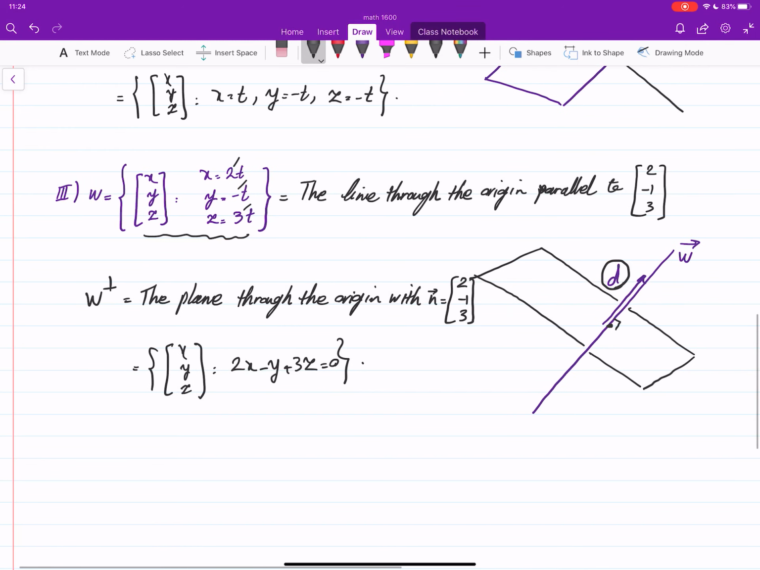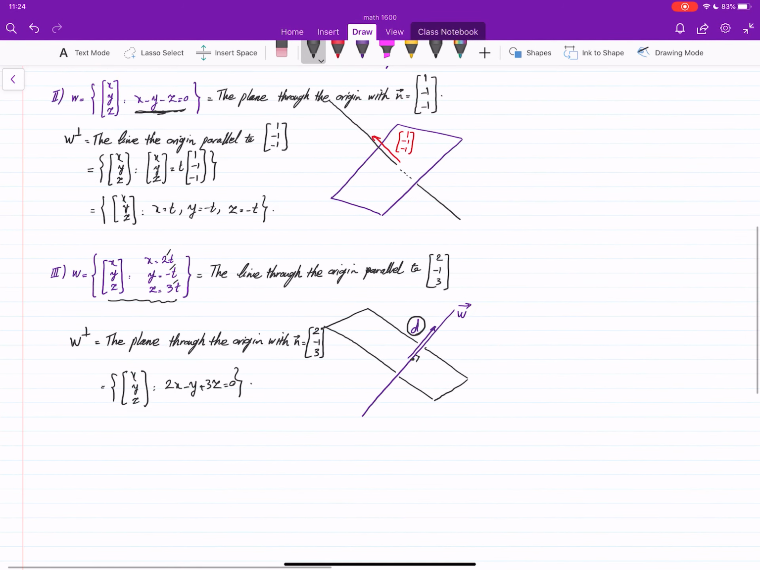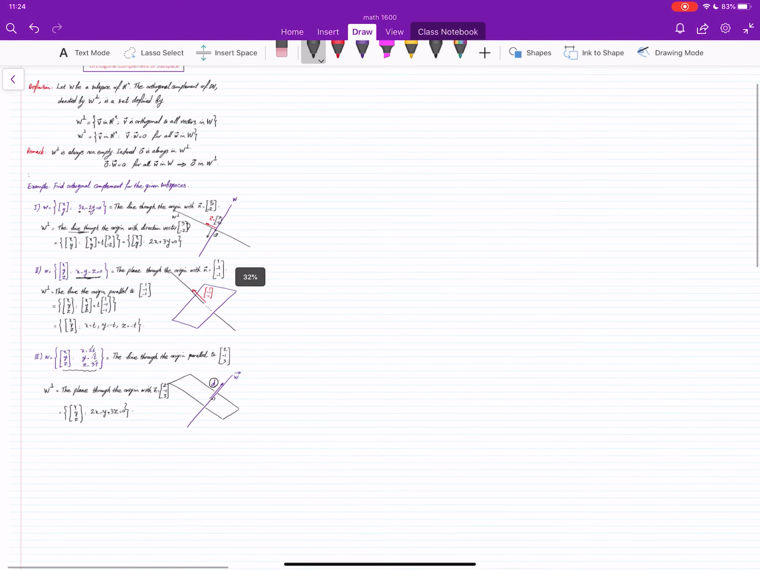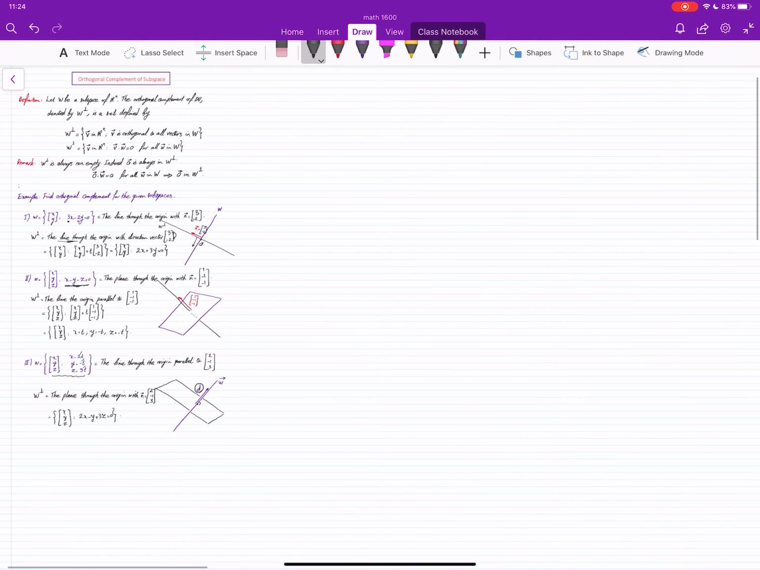So these were basic examples. In the next videos, we will learn the properties and how to find a basis for the orthogonal complement of a subspace.